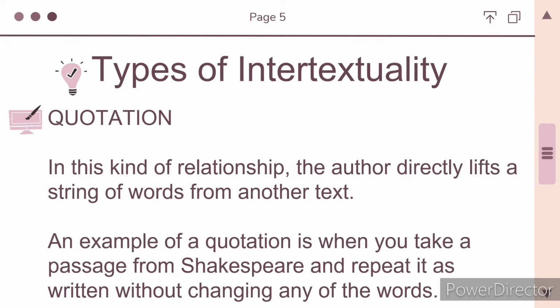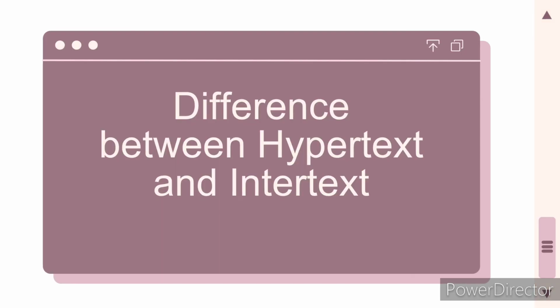Another type of intertextuality is quotation. In this kind of relationship, the author directly lifts a string of words from another text. An example of a quotation is when you take a passage from Shakespeare and repeat it as written without changing any of the words. Let us now proceed to the difference between hypertext and intertext.